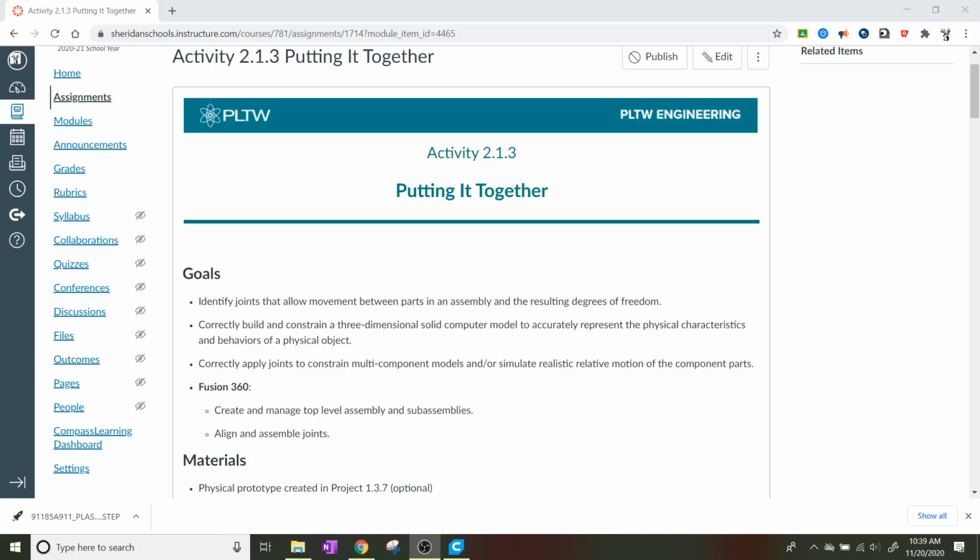All right, IED. Today we're going to start activity 2.1.3, Putting It Together, and we'll be taking a selfie stick and assembling it in Onshape in order to show that we know how to put things together in an assembly using CAD drawings and CAD modeling.